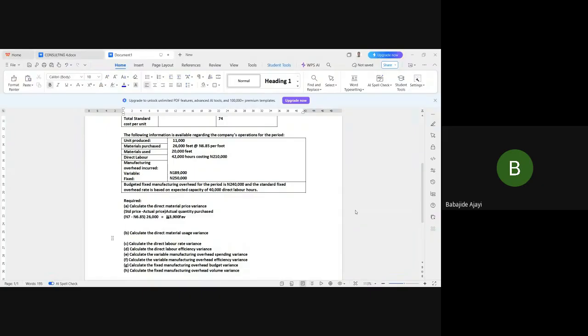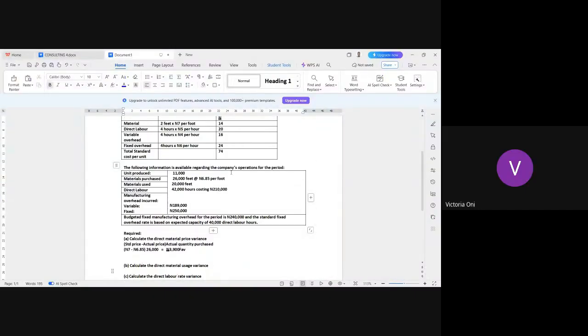Well, the formula, to the best of my knowledge, is actual quantity minus standard quantity times standard price. Am I correct, sir? Yes. But now, that actual quantity is what I don't know. That specific figure is what I don't know. But I know the standard. The standard is 2 feet.